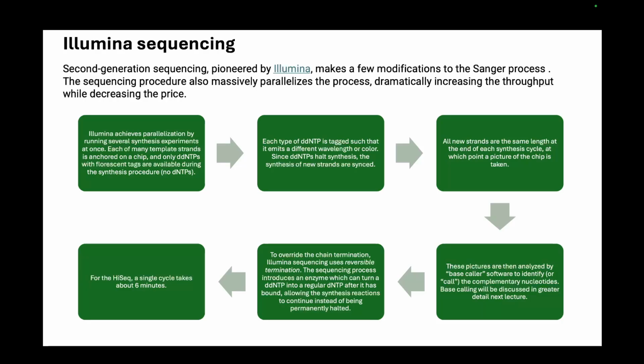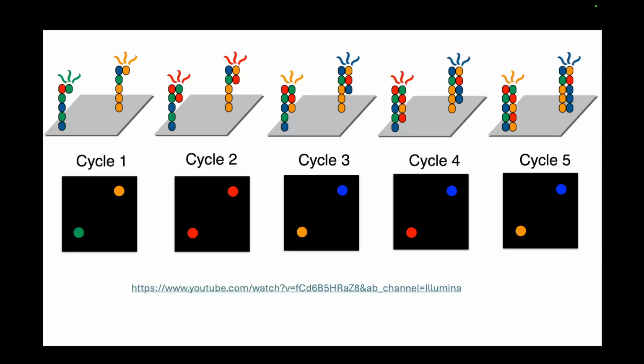After you know that, you convert this ddNTP to a dNTP, and then you add another ddNTP. Like so, at position 1, if you know it has A, you convert the ddNTP to the dNTP, so you can see what the base is at the next position. For HiSeq, which is an Illumina sequencer, a single cycle of adding and capturing takes about 6 minutes. So it's actually quite fast.